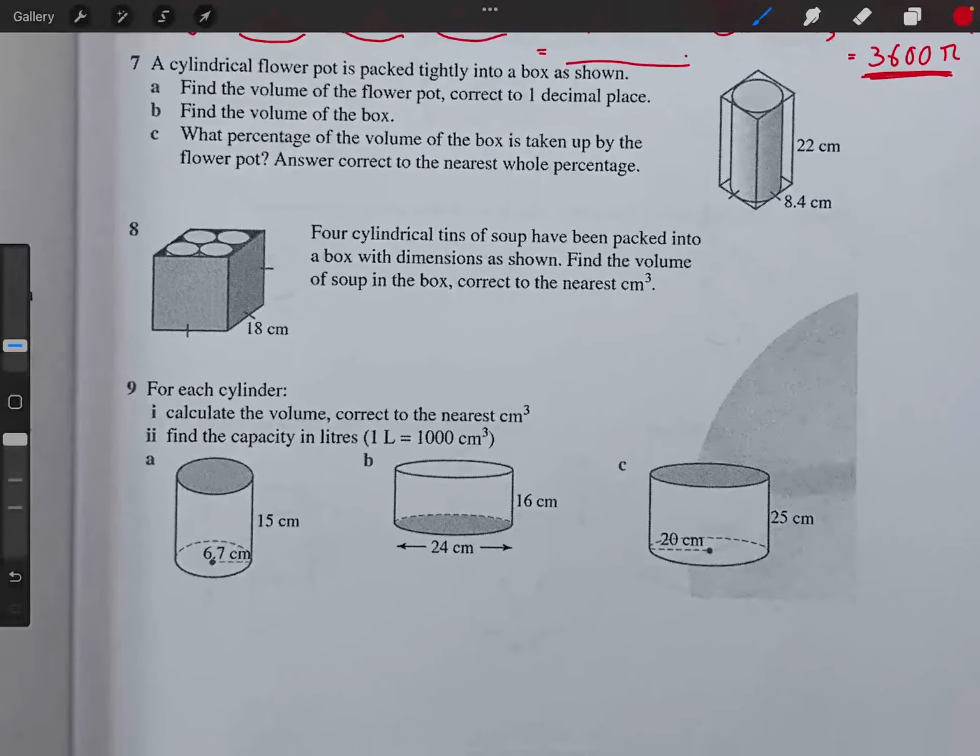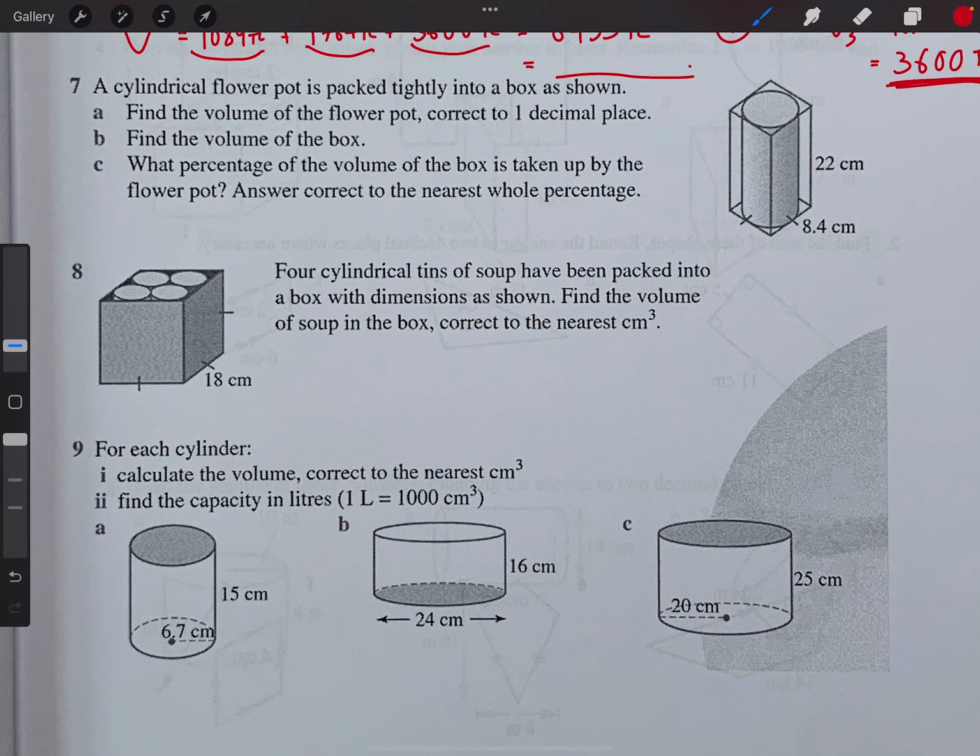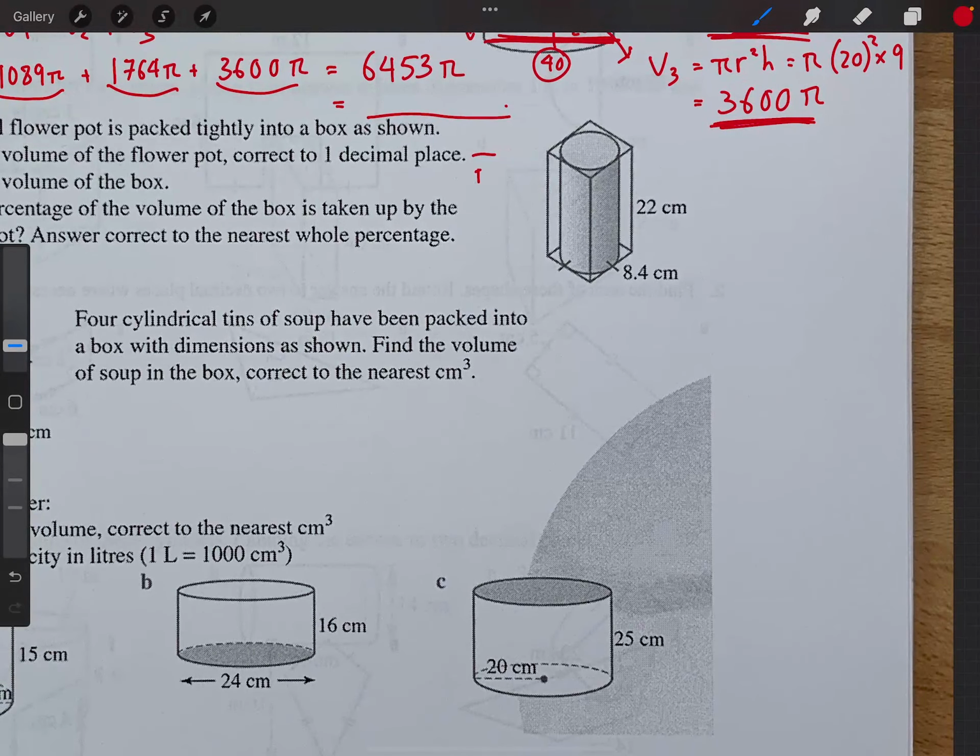Alright, question 7. A cylindrical flower pot is packed tightly into a box as shown. 7a, the volume of the flower pot correct to one decimal place. Let me see, cylindrical flower pot. Oh, okay, so the flower pot is the cylinder. It just wants you to find the volume of the cylinder. The volume of a cylinder is pi r squared times height.